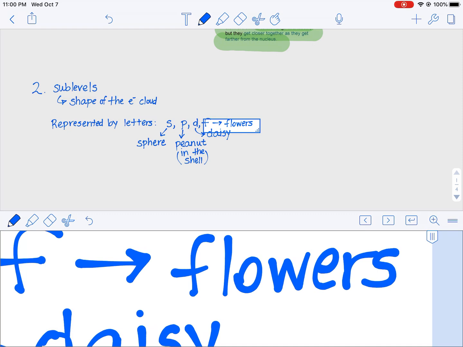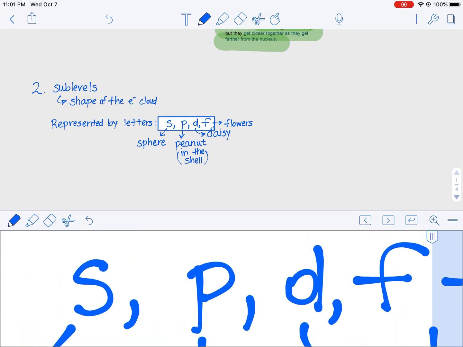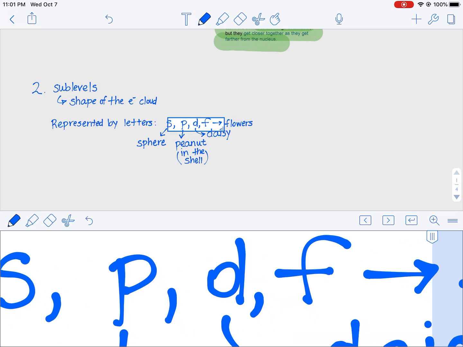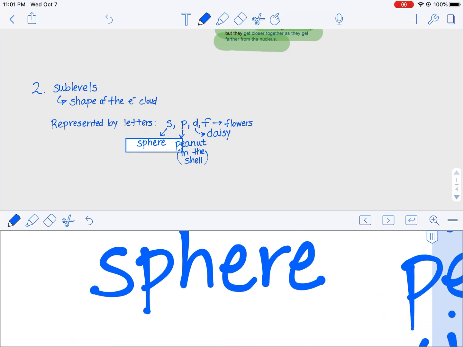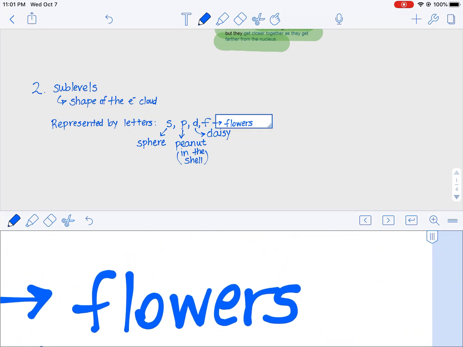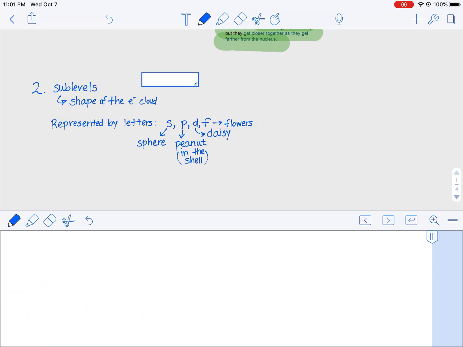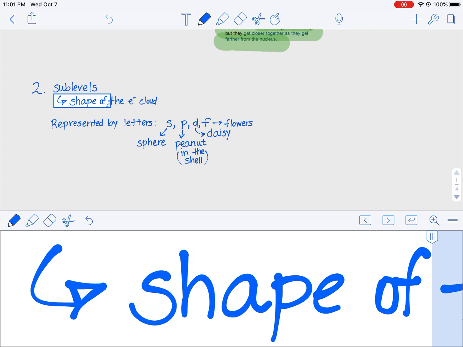Now you may be thinking to yourself, what? These are not the legitimate names. The legitimate names are sharp, principal, diffusion, and fundamental. But in an introductory chemistry class, we use the names sphere, peanut, daisy, and flowers to help you remember that the purpose of the sublevel is to tell us the shape of the electron cloud.